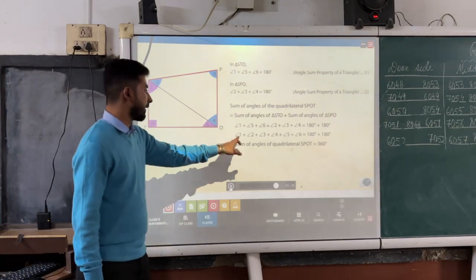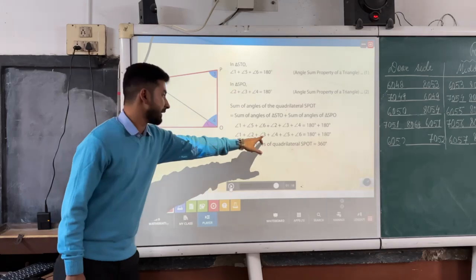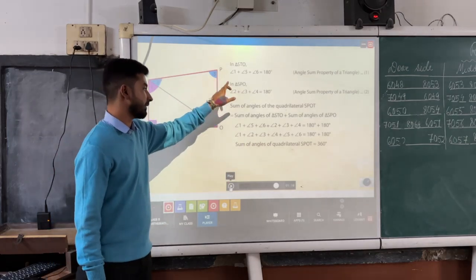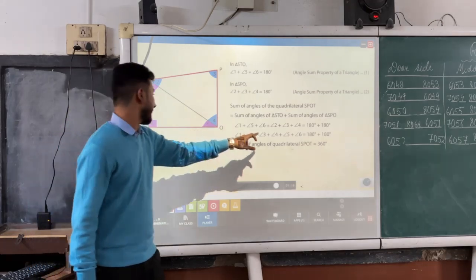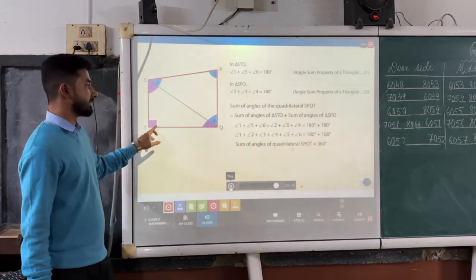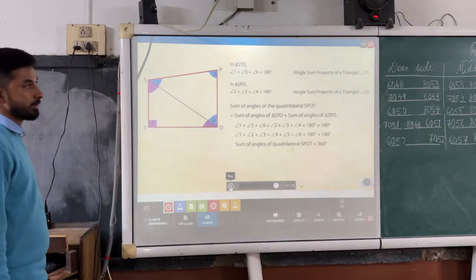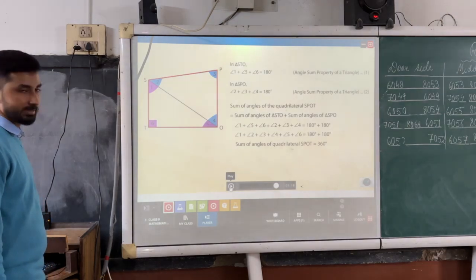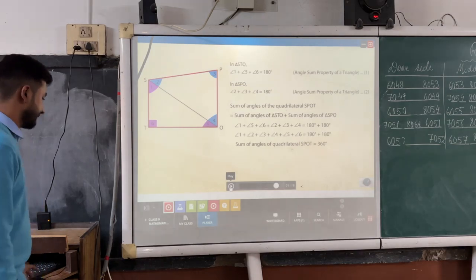So what will be angle 1 plus angle 2? Together it will make angle S. Angle 3 will make angle P. Angle 4 plus angle 5 will together make angle O, and angle 6 will make angle T. So 180 degrees plus 180 degrees will be 360 degrees. So angle sum property of quadrilateral states that the sum of the angles of the quadrilateral is 360 degrees.